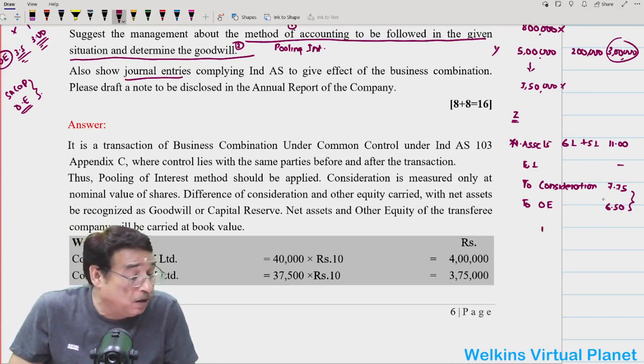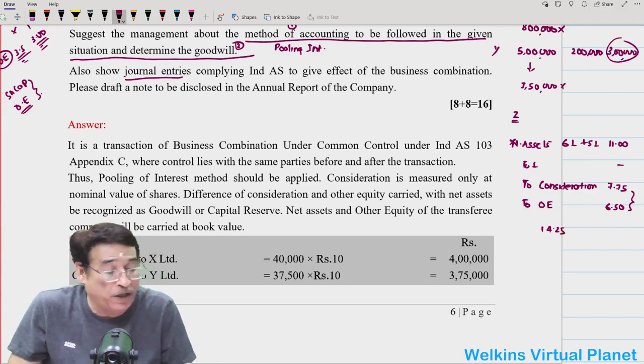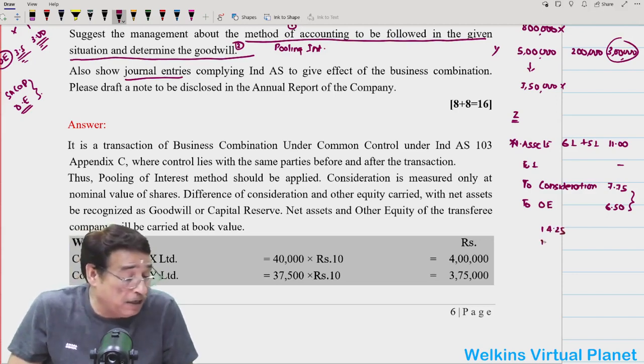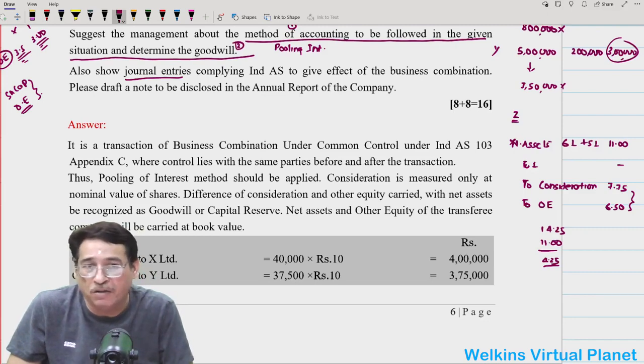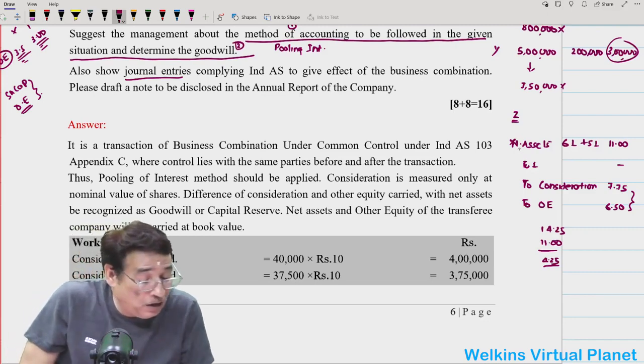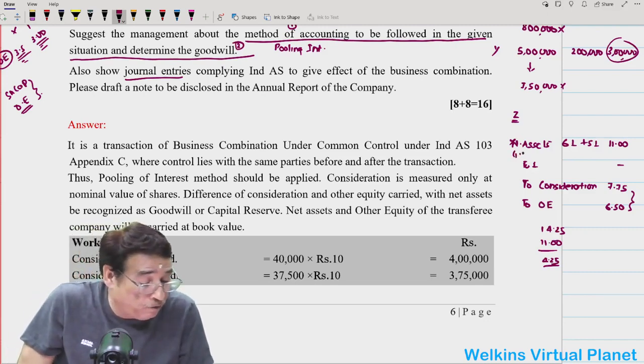That is 14.25. Total expenditure is this much, and we are getting against the debt, against the same 11 lakh worth of net assets only. So, 4.25, that will become a loss to us. Correct? So, logically, loss is debited over here.